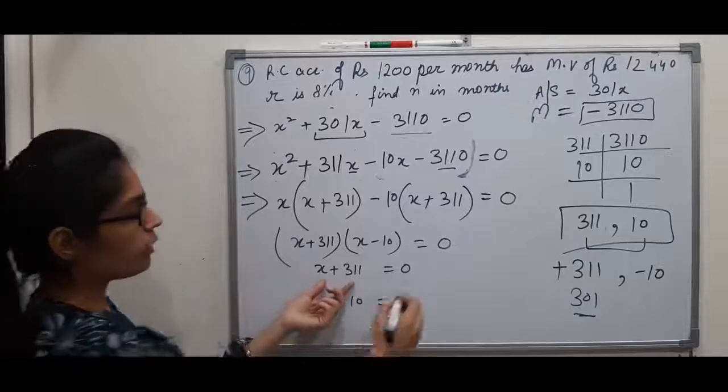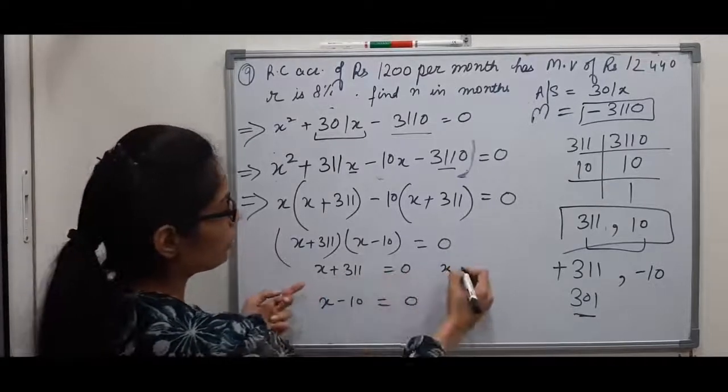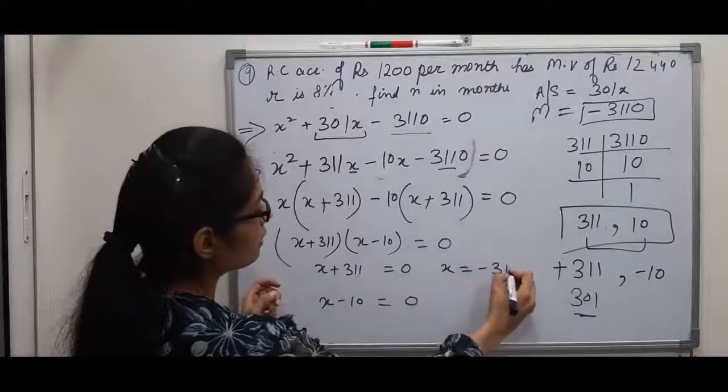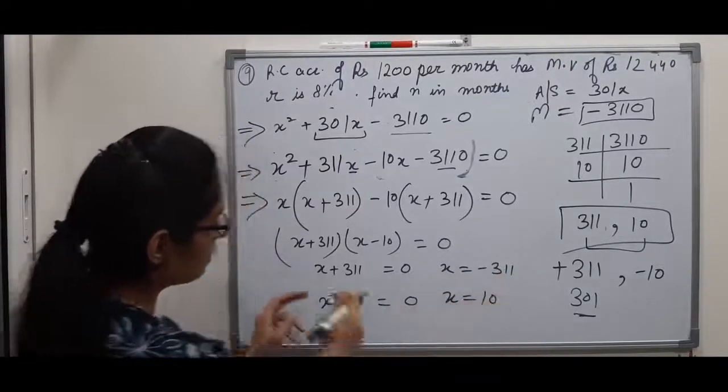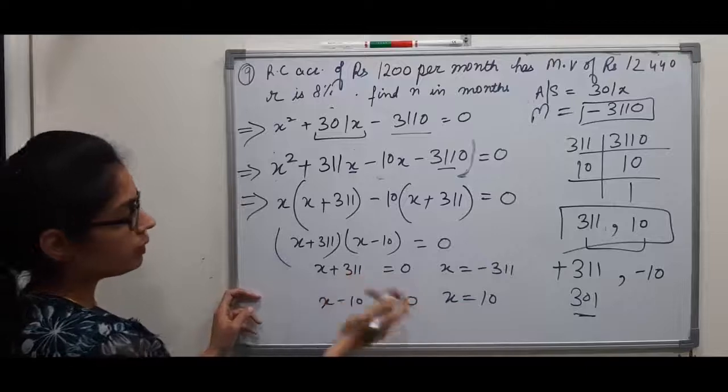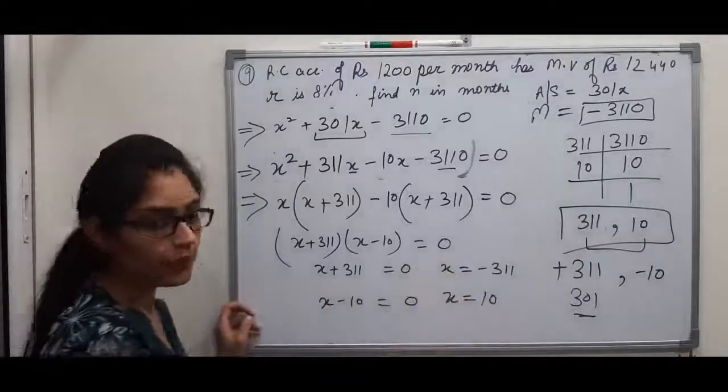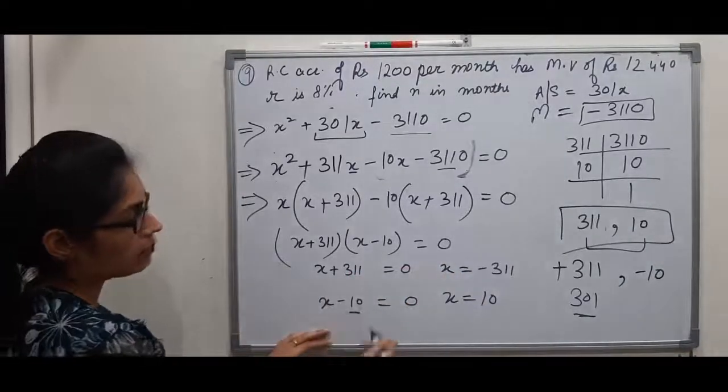If I solve this value of x, I will shift this to the other side, I will get x is equal to minus 311. If I solve this, I will get x is equal to 10. See, only this number I am shifting to the other side. Positive number will be changed into negative number. This minus 10 will be changed into plus.